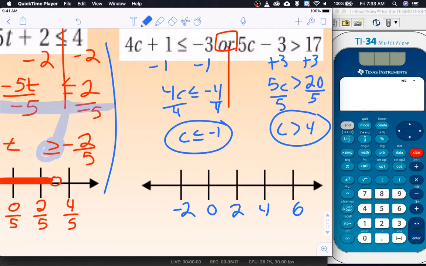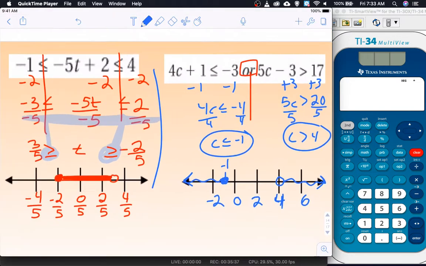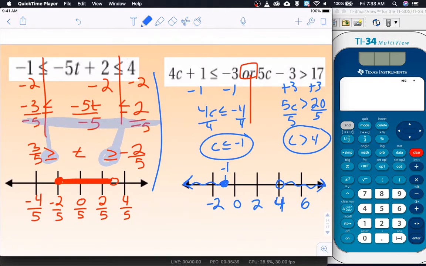That puts a hollow dot at 4 right there. That puts a solid dot at -1 right there. That's -1. And then we should be shading on the outside. It's an or, but I can look. From 4, we're shading bigger than. From -1, we're shading less than. And there we have it. Okay, just a couple more practice problems under our belt. Took us 5 minutes.